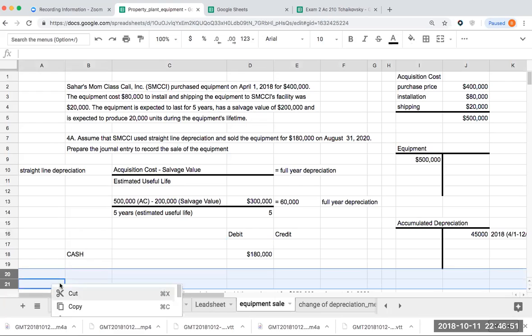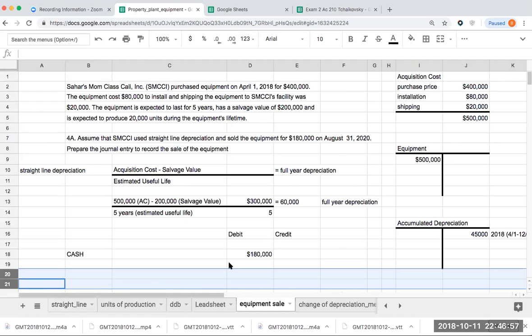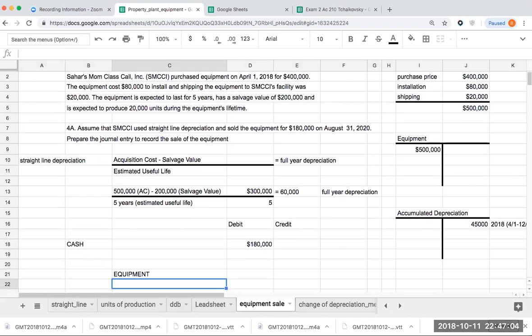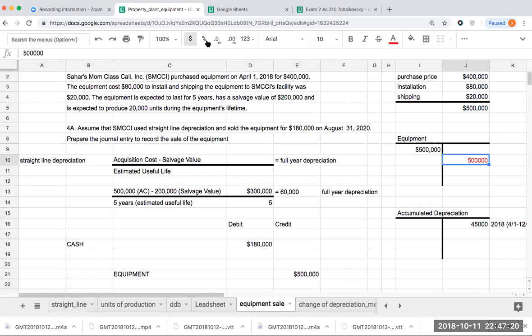The equipment balance is relatively easy, because when we record that, I have over here equipment, crediting this for $500,000, because we're going to credit this and we want to make this balance zero. So this is really coming over here from here.